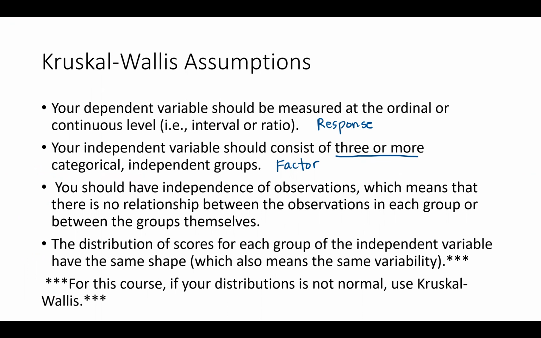The distribution of scores for each group have the same shape, which means we also are assuming they have the same variability. Remember, we're no longer going to assume that we have a normal distribution, and we're no longer going to assume we have equal variances. But we are going to assume that the distributions are the same for each group. It just might be that they're all uniform, or they're all exponential, or they're all binomial.